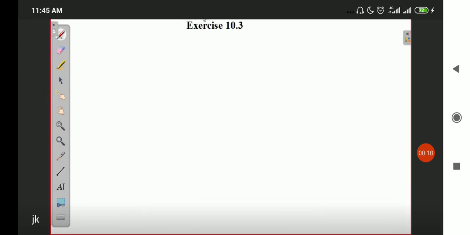So we will start with exercise 10.3. We have already covered in the past 2-3 days the basic properties of all the quadrilaterals. And some students were asking, sir, will special types of quadrilaterals come? Yes beta, whatever is being taught to you in class will come.